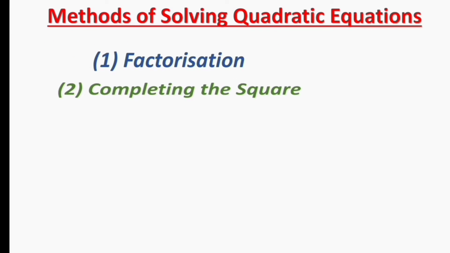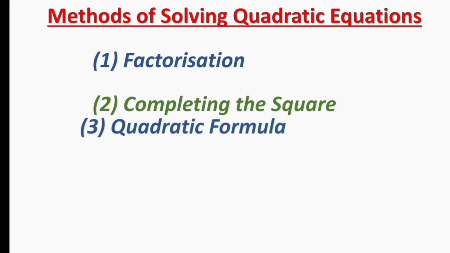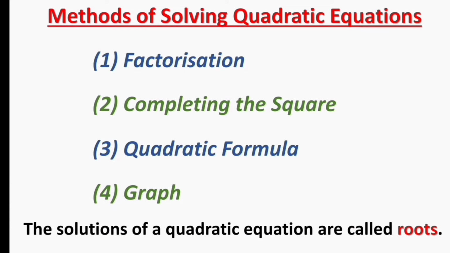Moving on, let's see the methods of solving quadratic equations. We have 4 methods of solving quadratic equations. Number 1, we have factorization. Number 2, we have completing the square. Number 3, we have quadratic formula. While number 4, we have graph method. The solutions of a quadratic equation are called the roots of the equation.